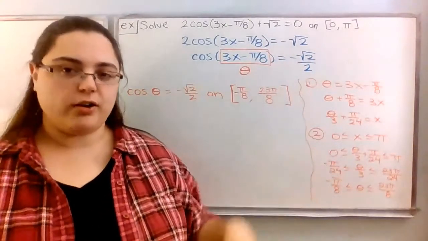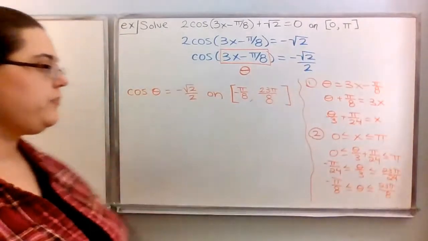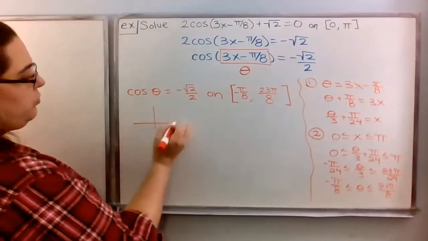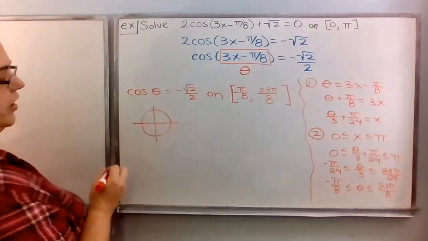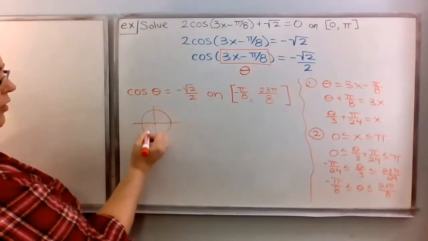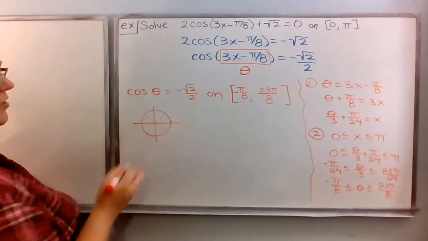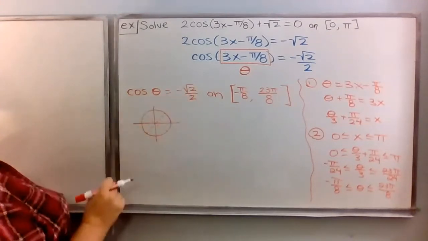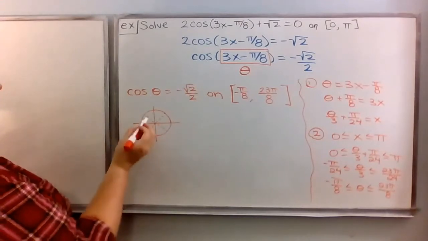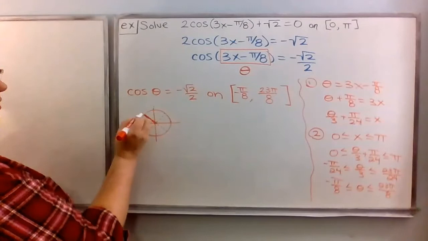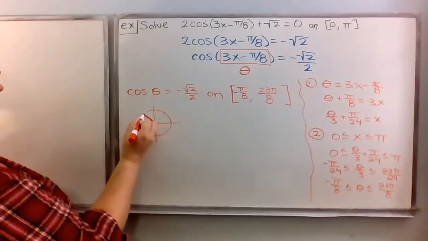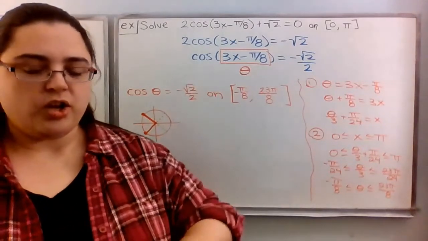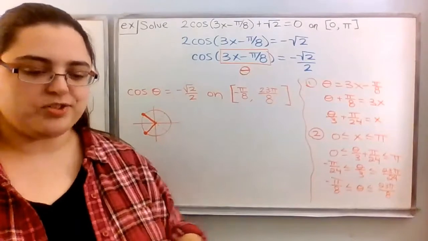Once we have that, now we can go ahead and find the solutions to this equation. So cosine is negative root 2 over 2. So I know root 2 over 2 is going to involve 45 degrees, or pi fourths. I'm just going to dot those in. And if cosine is negative, cosine is going to be negative in quadrants 2 and 3. So I'm going to be looking at this angle here and this one here. Okay, so now I know where those values are.